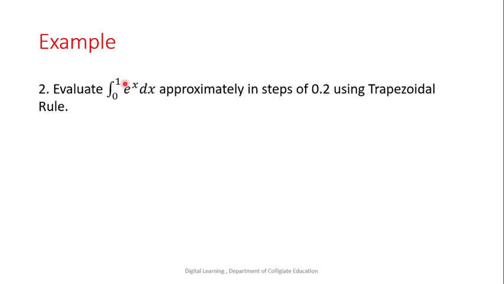Integral from 0 to 1 of e power x dx approximately in steps of 0.2. In this problem they have given the h value. Here h is 0.2. Here h can be defined as width, length or step. Therefore consider h is equal to 0.2 and y of x is the integrand e power x.